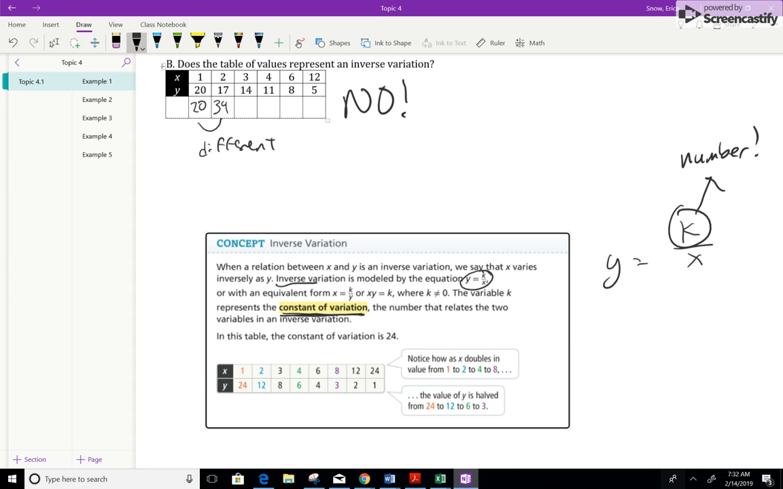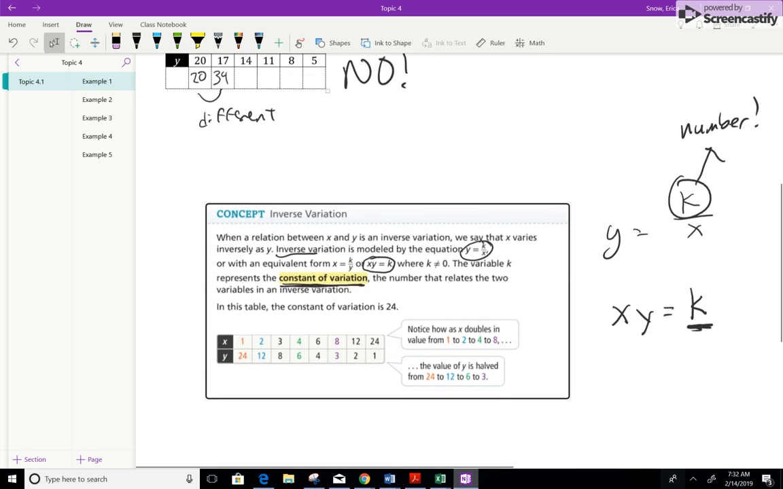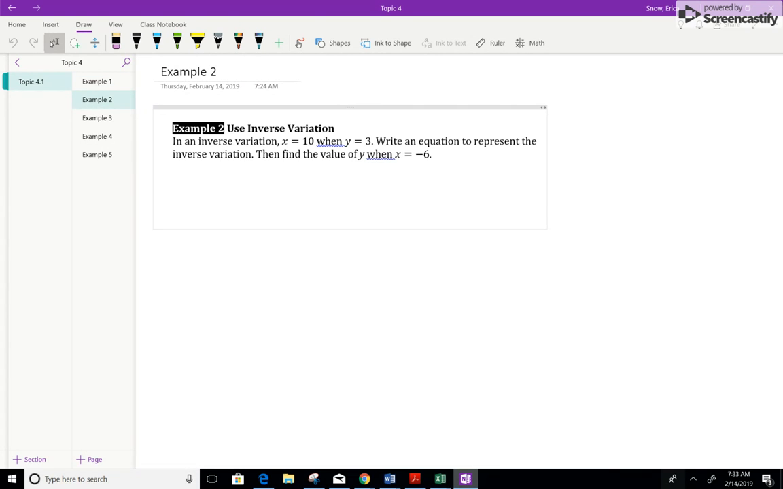The other way that I like to think of inverse variation is this equation here, xy equals k, where k is that constant of variation. If you look up at example 1, our constant of variation is 12. So k is the number that you get when you multiply your x and y values together.